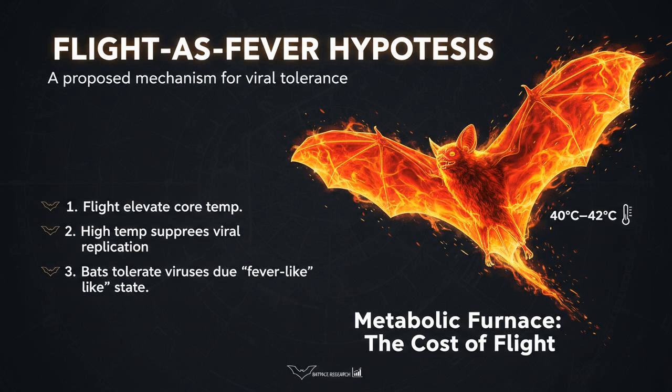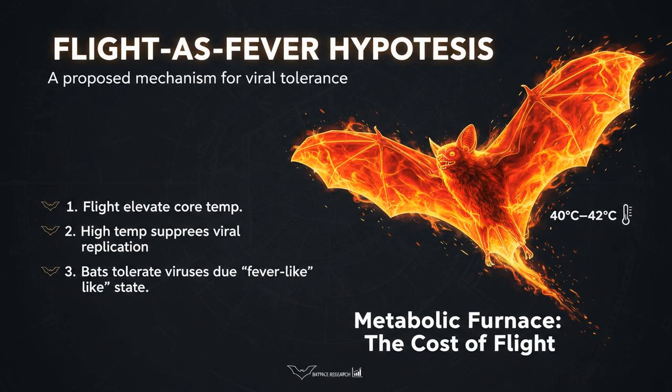But the most fascinating case study is the bat. Bats are the reservoirs for Ebola, Marburg, Nipah, Hendra, and SARS-CoV-2. Why bats? The answer lies in the flight is fever hypothesis. Bats are the only mammals capable of true powered flight. This is metabolically expensive. When a bat flies, its metabolic rate increases 16-fold, generating massive amounts of waste heat. A flying bat's core temperature spikes to 40 or even 42 degrees Celsius.